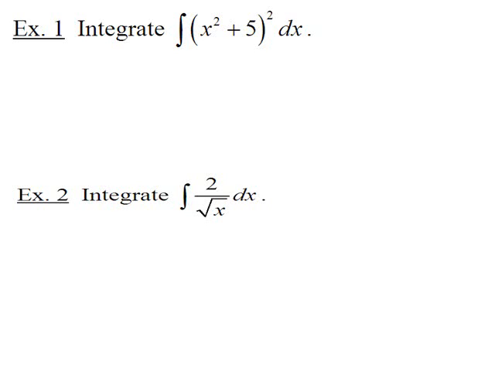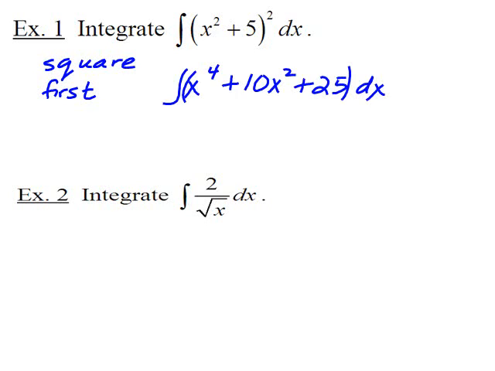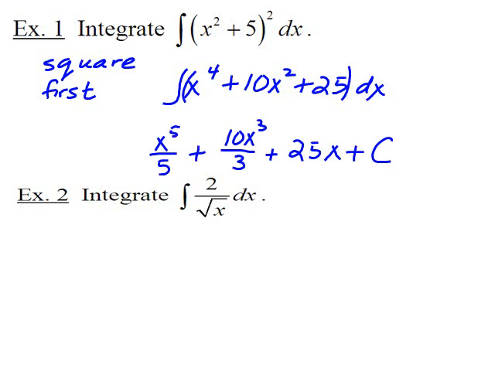Also, similar to working with derivatives, sometimes you'll find it useful to simplify an expression before integrating. To integrate (x^2 + 5)^2, I would simplify first to get the integral of x^4 + 10x^2 + 25. Using the power rule and the constant rule for integrals, I get x^5/5 + 10x^3/3 + 25x plus c.